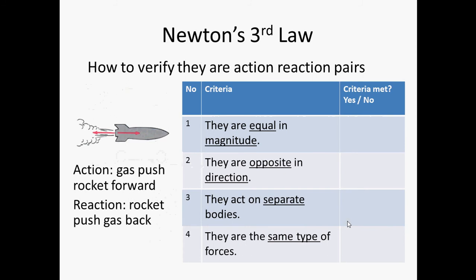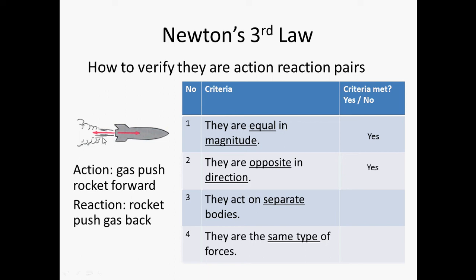So let us use the four characteristics as criteria to check whether the three examples that I shared just now are action-reaction pairs. First of all, the rocket. They are equal in magnitude because the gas is pushing against the rocket and the rocket is pushing against the gas. They are obviously opposite in direction because both forces are pointing in opposite directions.